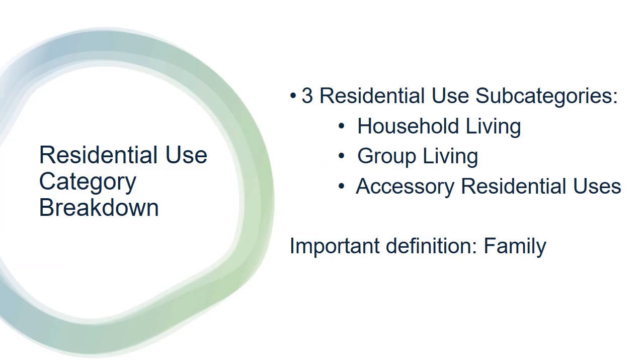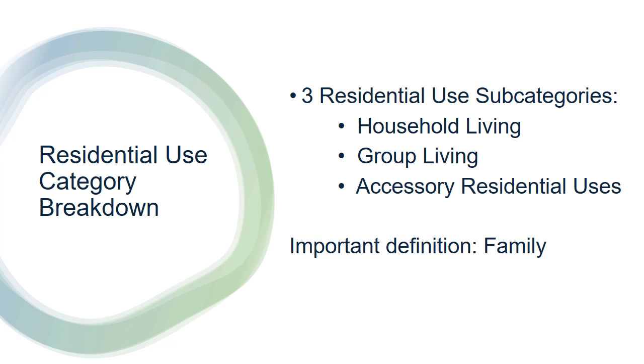Residential uses are grouped into three subcategories, each of which includes several related land uses. The three subcategories are household living, group living, and accessory residential.